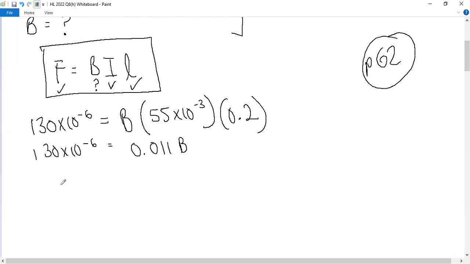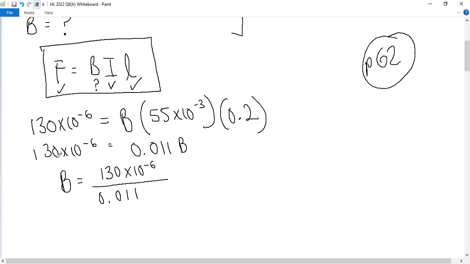I've got B. I'm going to decide to put B over here to make it neat, because my brain is programmed at this stage to have my unknown thing on this side of the equals and all the rest at the other side. And I'm going to have 130 by 10 to the minus 6, and I'm going to just divide it by 0.011. Okay, so some people say that I'm dividing both sides by 0.011, and some people say I move a multiplying thing to the other side of the equals and it becomes a dividing.